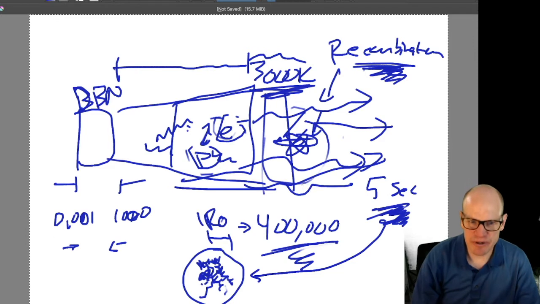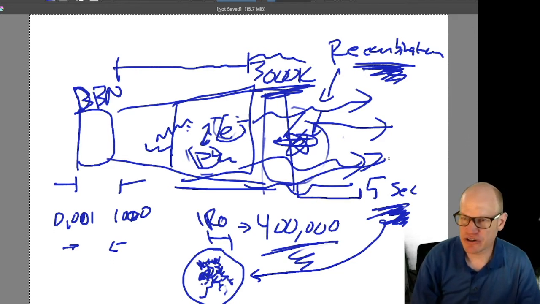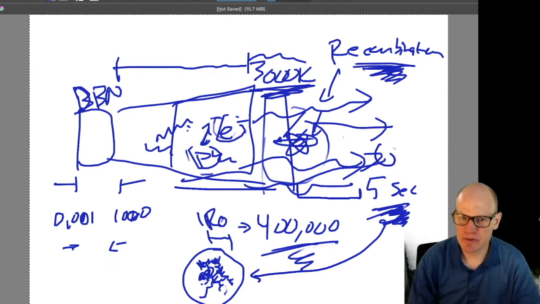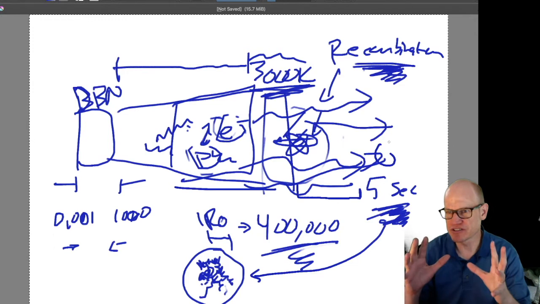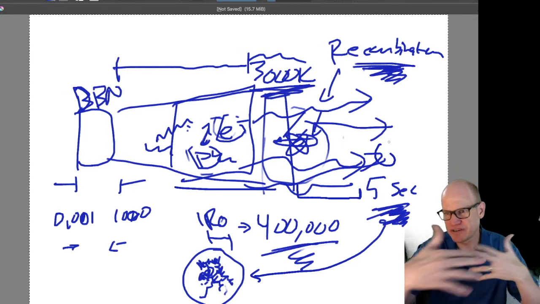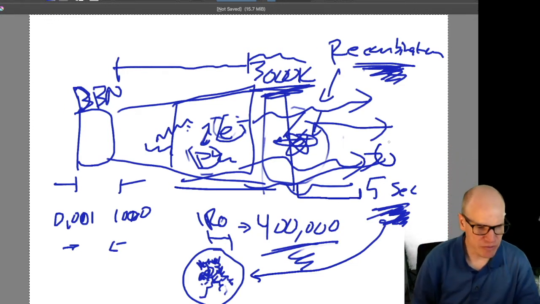So there was a period of time after recombination where the universe was neutral. Then the first stars start forming and start to ionize the universe again. But by that time, the optical depth of the universe has gotten so small that light can travel without bumping into anything. We don't have to worry about it.